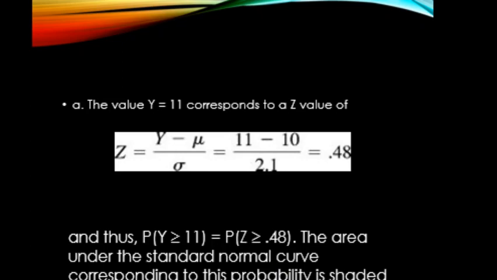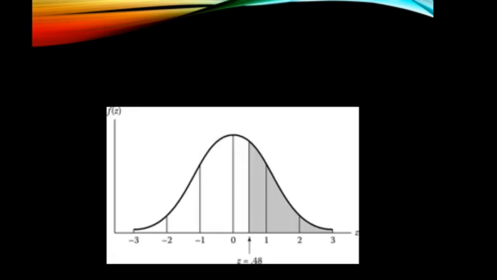Then we can use the area under the normal curve, which would be corresponding to this shaded area. So we have 0 in the middle. Then we can use the three standard deviation marks: 1 standard deviation, 2 standard deviations, and 3 standard deviations. The z corresponding to 11 is 0.48 right here. We need the probability of z greater than 0.48, so it's the area on the right hand side.